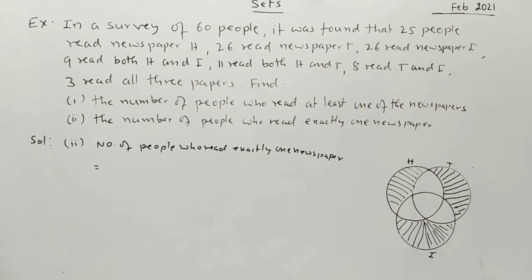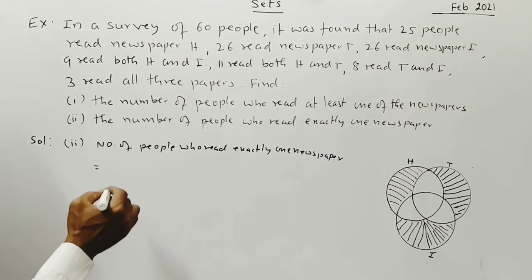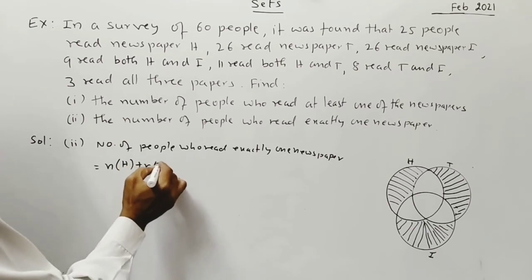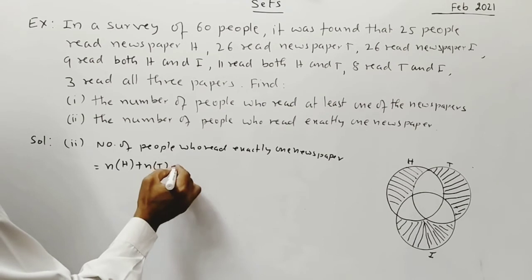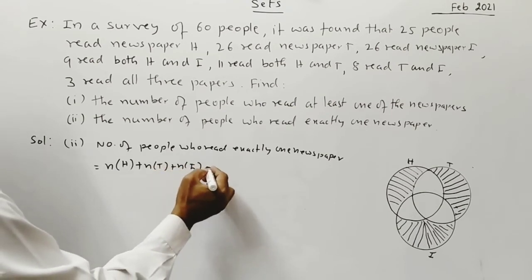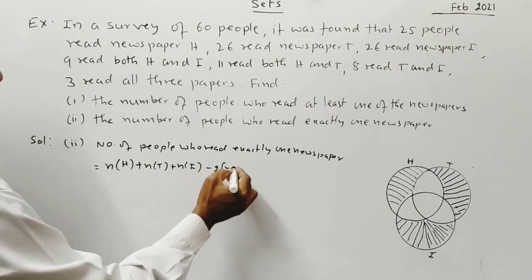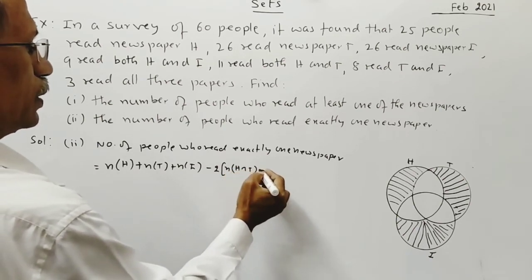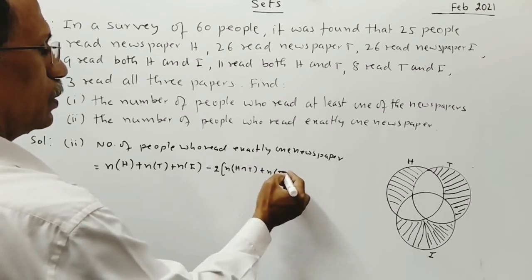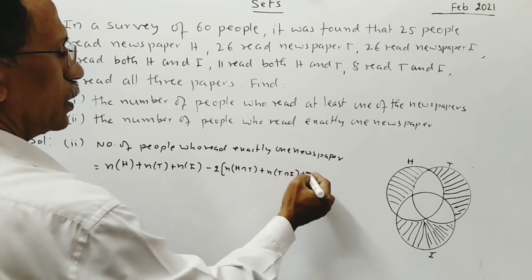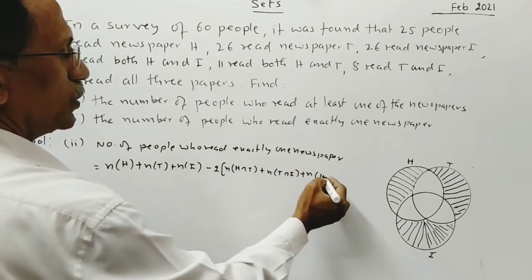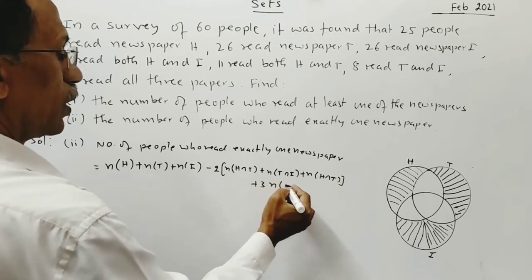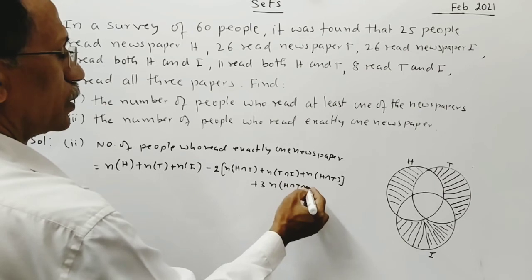That is equal to, using a formula, number of elements of H plus number of elements of T plus number of elements of I minus 2 times (number of elements of H intersection T plus number of elements of T intersection I plus number of elements of H intersection I) plus 3 times the number of elements of H intersection T intersection I.